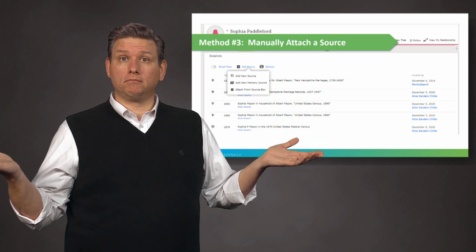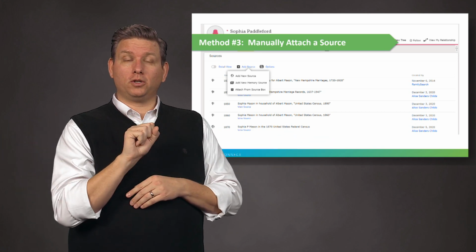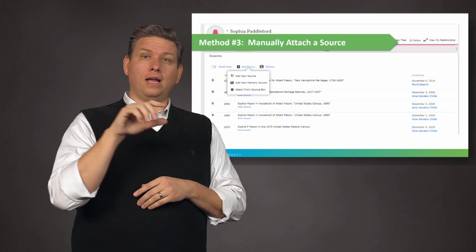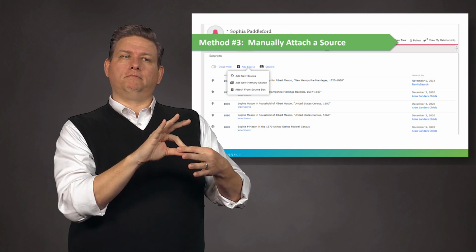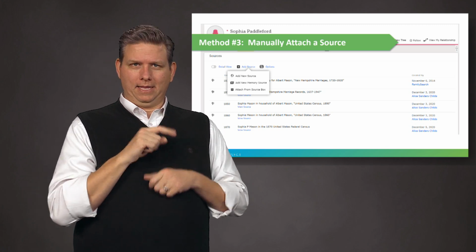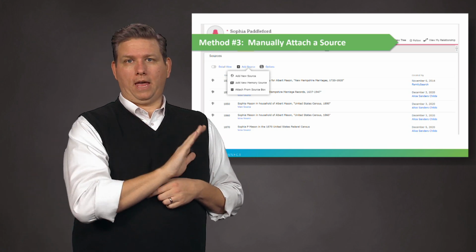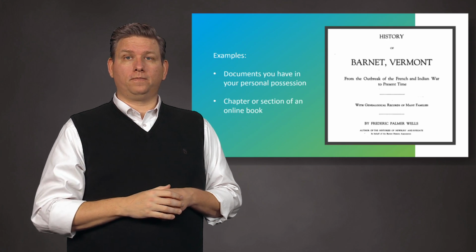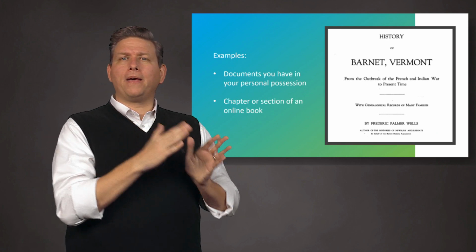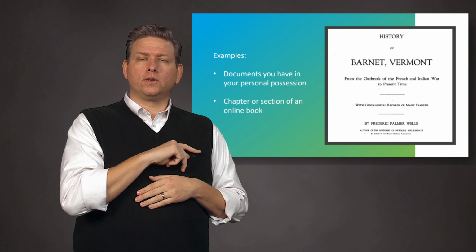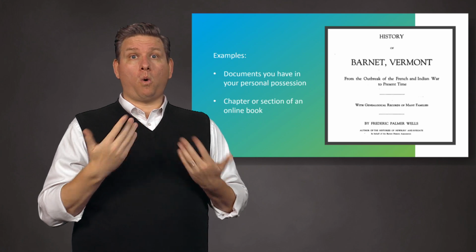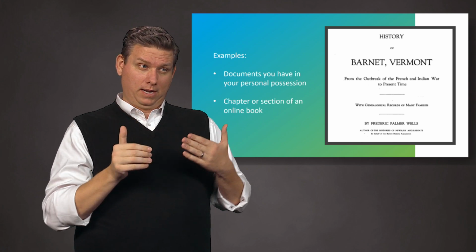Okay, we have learned how to use FamilySearch's Source Linker and RecordSeek to help us document our ancestors' lives at FamilySearch. The third method I will demonstrate is manually attaching a source to your ancestor's profile. You might use this method to add documents that you have in your personal possession or in cases where RecordSeek might not seem like the best option for attaching a source from the internet.